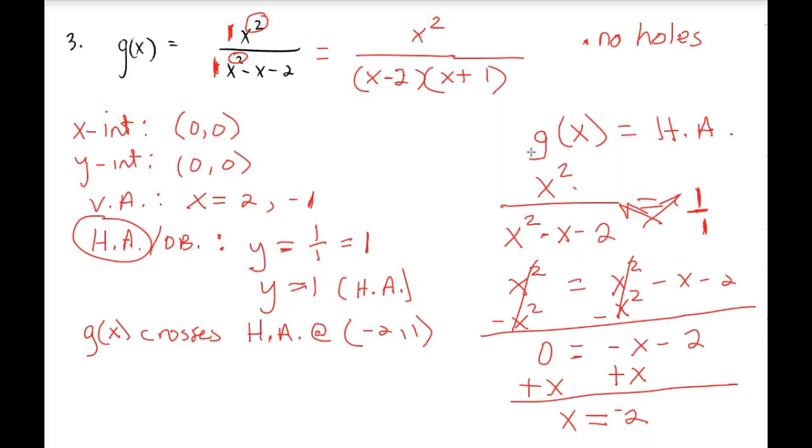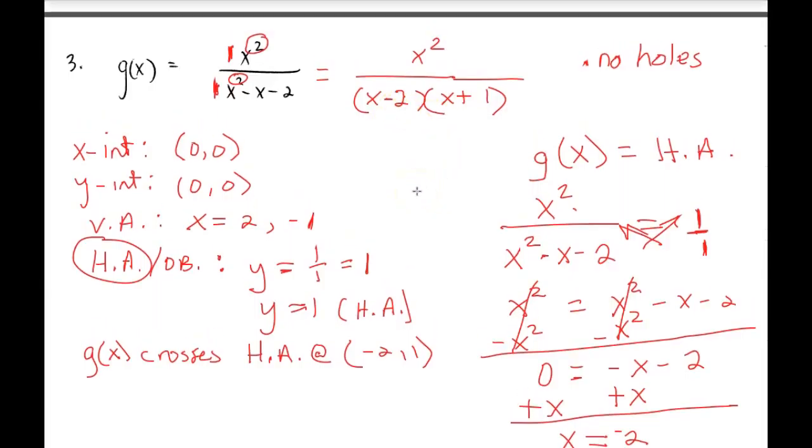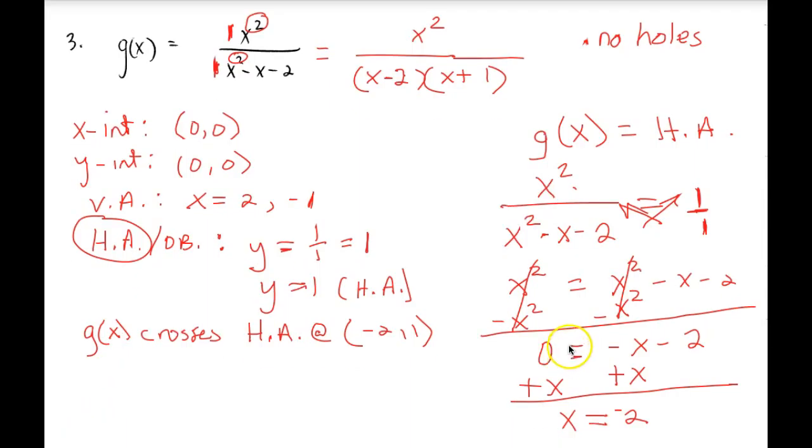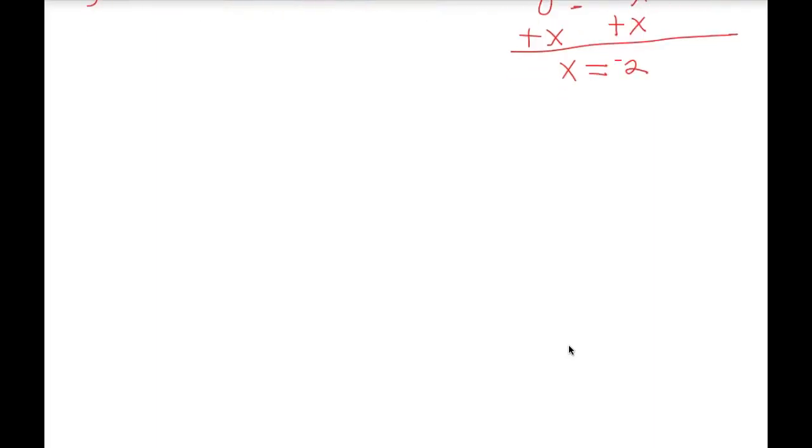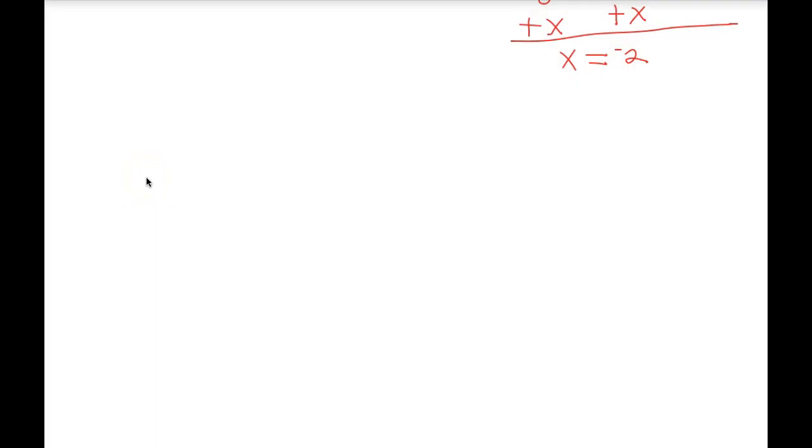All right, now that we have that, the last thing we want to do is look at the behavior around the vertical asymptotes, for both of our vertical asymptotes, x equals 2 and x equals negative 1. Let's make some room here and look at the behavior around both vertical asymptotes. For this first one, we're going to say near x equals 2.